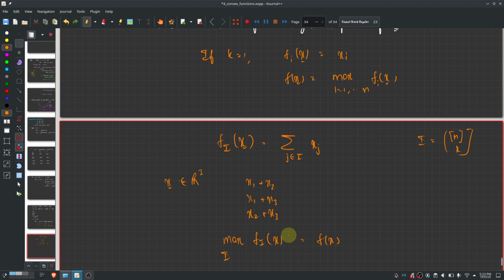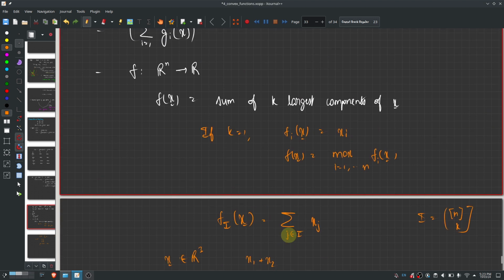Sure, it is a linear program. But this doesn't even have any constraints.